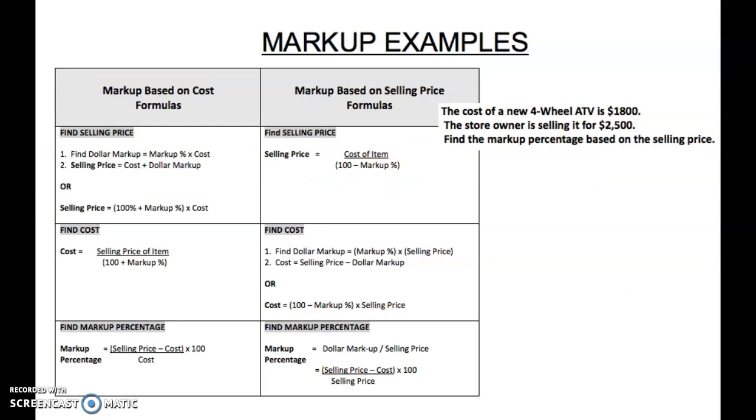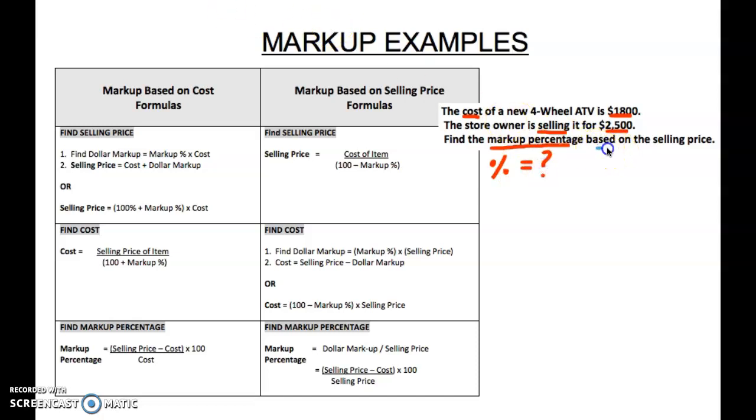Let's look at a third example. The cost of a new four-wheel ATV is $1,800. The store owner is selling it for $2,500. So remember, he bought it, the store owner got it for $1,800. He's selling it to you or me for $2,500, okay? We want to find the markup percentage. So our unknown in this problem is our markup percentage. We don't know what that is. We want to find our markup percentage, and we want to find it based on the selling price.